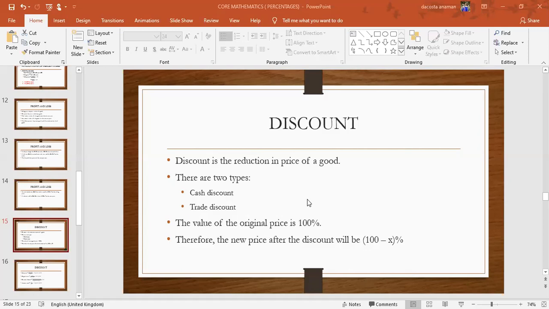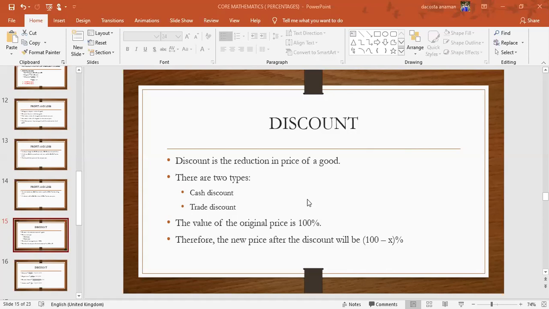Since we are talking about discounts, you will know that the value of the original price is 100%. That's the value of the original price. We take that to be what? 100%. So if you are buying something and the original price is 50 cedis, we equate that 50 cedis to 100%. Is that okay? So when a discount is given, the new price after the discount will be 100 minus the discount that has been given.